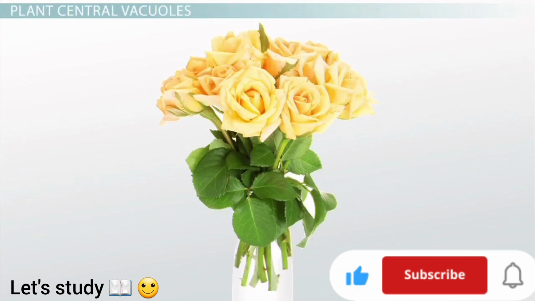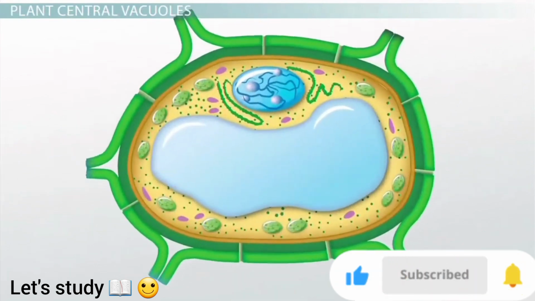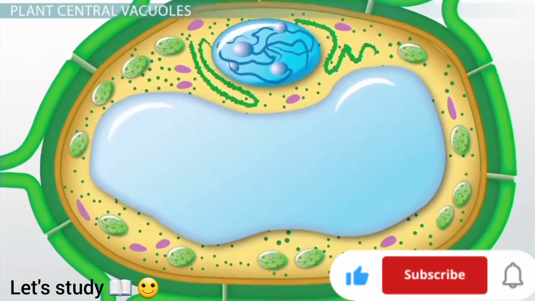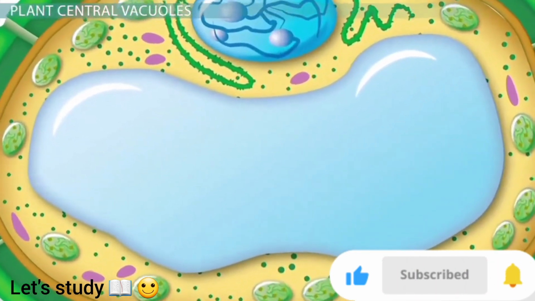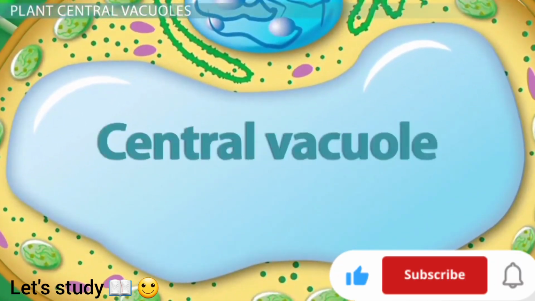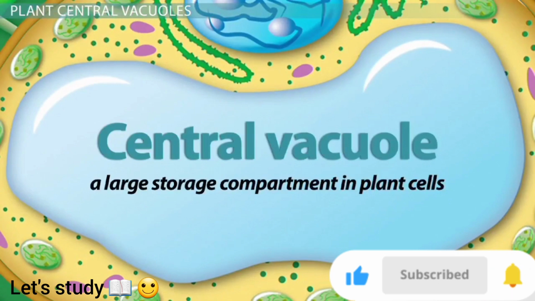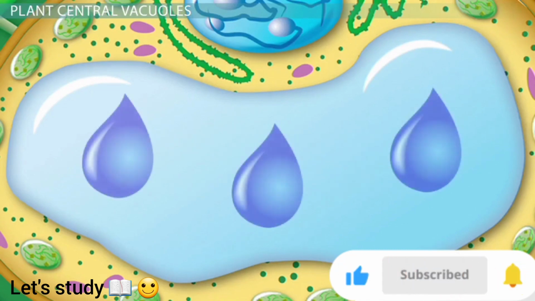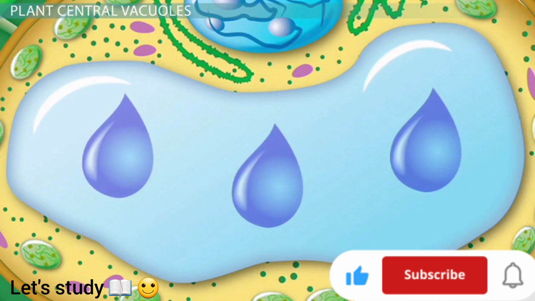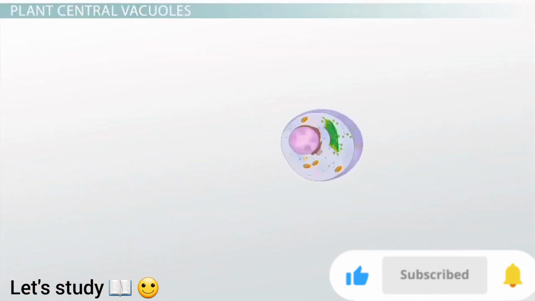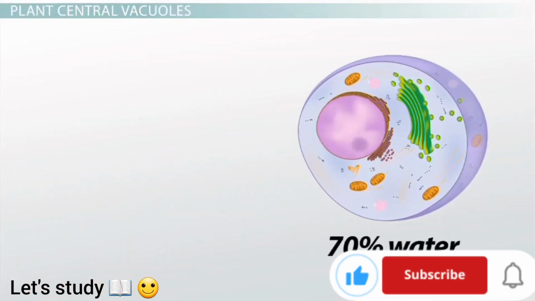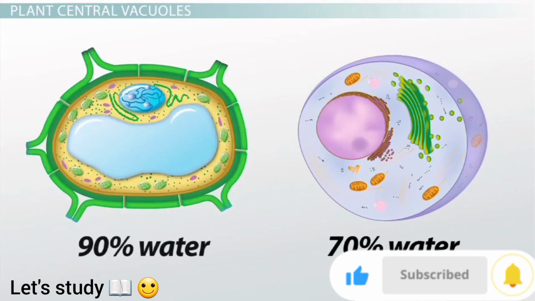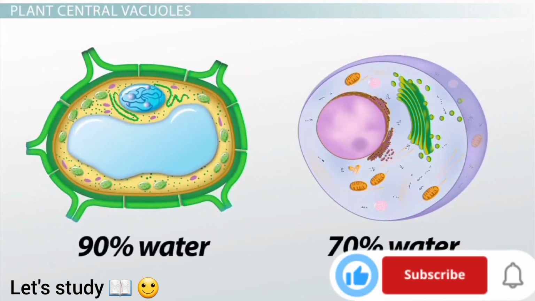In addition to a cell wall, plant cells also have this very large structure that can take up as much as 80% of the cell's volume. This is called a central vacuole, a large storage compartment in plant cells. What can this vacuole hold? Well, although other non-plant cells can also have vacuoles, plant cells have these characteristically gigantic vacuoles that are largely a storage place for water. While animal cells are around 70% water, plant cells can be 90% full of water, and they need a place to put it.